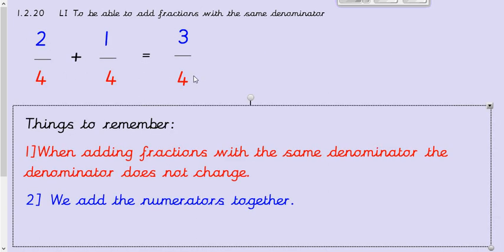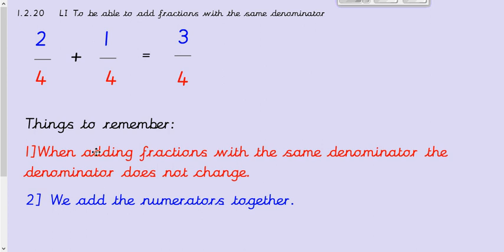numerators. So when we add fractions, there's 2 rules to remember. So the number 1 says when adding fractions with the same denominator, the denominator does not change. Okay, so when they have the same, so these both have 4, your answer will have the same denominator. Okay, and we can also add the numerators together. So the 2 and the 1 are added together to make 3, but the denominator stays the same. So we only add the numerator, the denominator stays the same. And that's a really important piece of information for today.